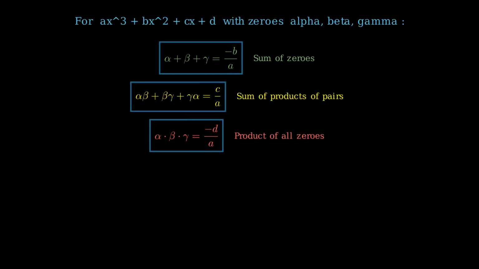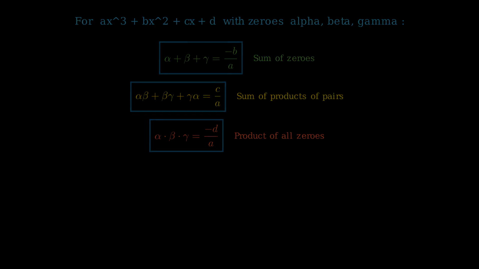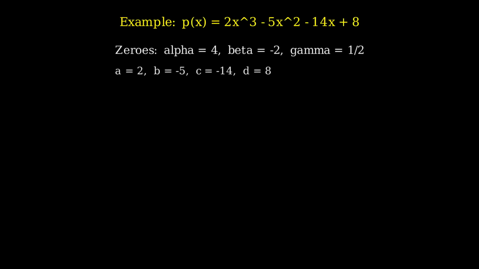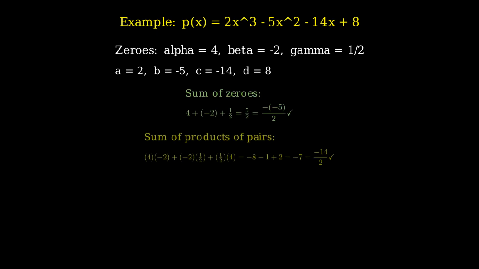3 important relationships connect these 3 zeros to the coefficients. Relationship 1 is the sum of all 3 zeros. Alpha plus beta plus gamma equals negative b divided by a. As with the quadratic, the sum carries a negative sign on the coefficient b. Relationship 2 is the sum of products of zeros taken 2 at a time. Alpha times beta plus beta times gamma plus gamma times alpha all equals c divided by a.